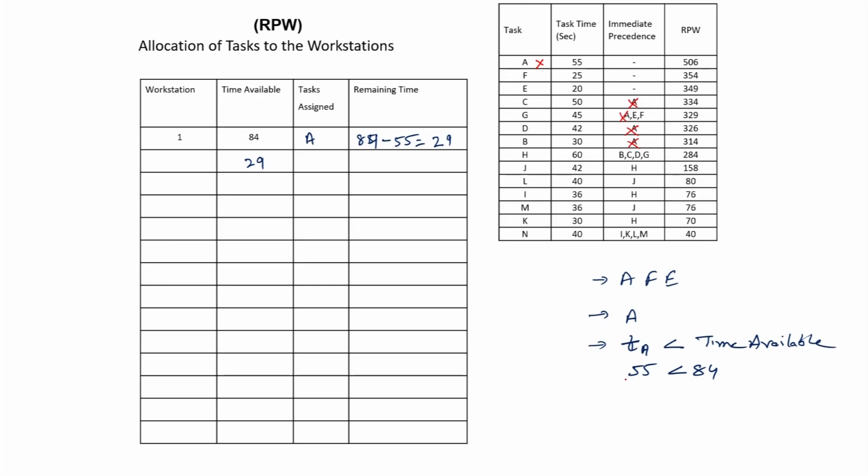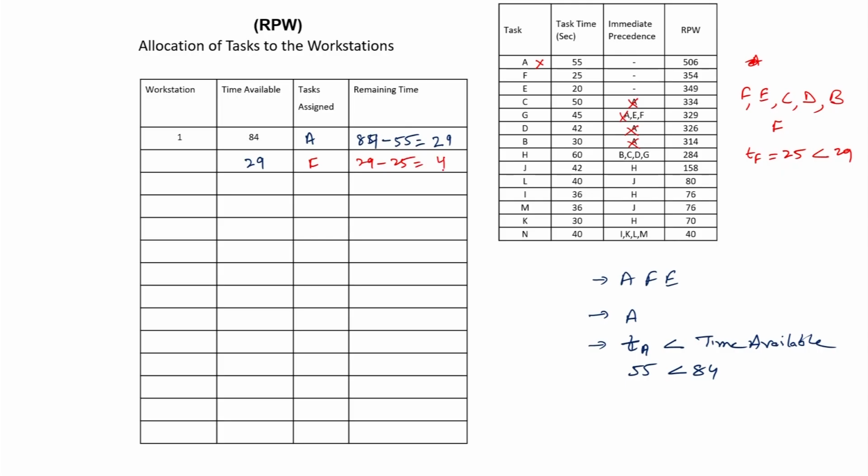The elements which are feasible for the second round: A is already assigned, sorry. The feasible elements are now F, E, C, D, and B, which are all open to be allocated. Out of this, we will see which one has the highest RPW, that is F. The timing of F is 25, which is less than 29. So, F can also be assigned here and the remaining time available is now 4 seconds.